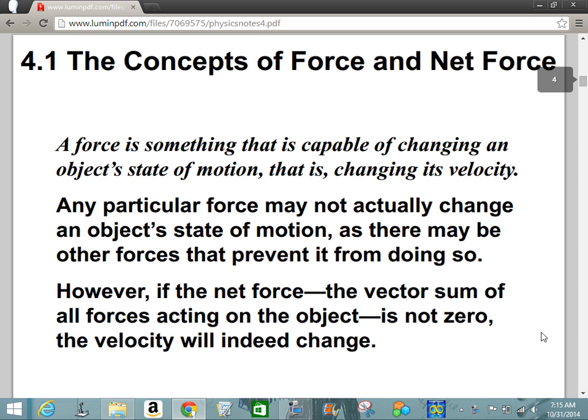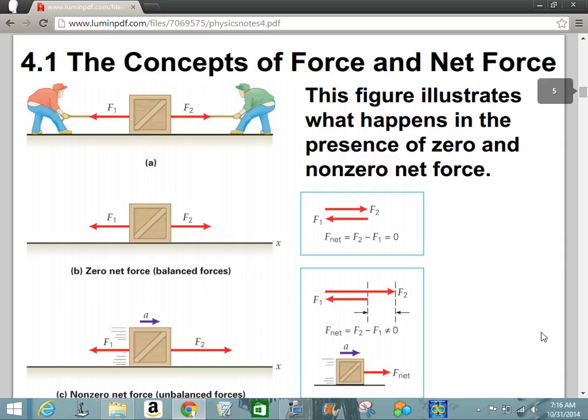So for 4.1, a force is something that is capable of changing an object's state of motion, that is, changing its velocity. Any particular force may not actually change an object's state of motion, as there may be other forces that prevent it from doing so. However, if the net force, the vector sum of all forces acting on an object, is not zero, then the velocity will indeed change.